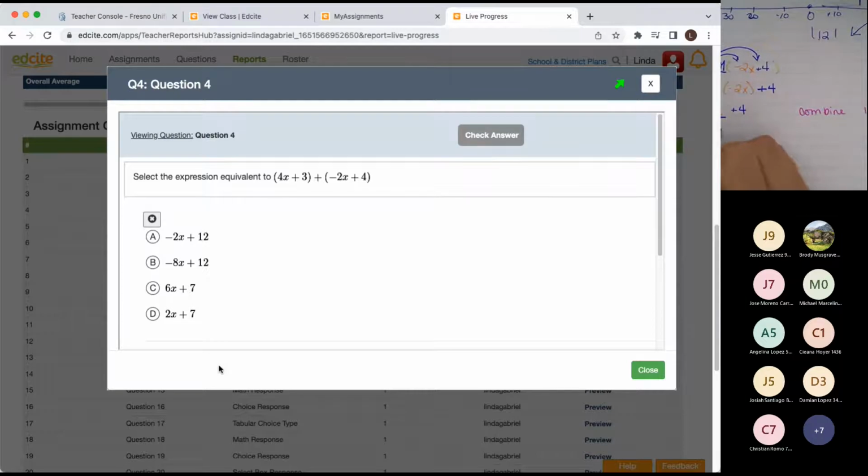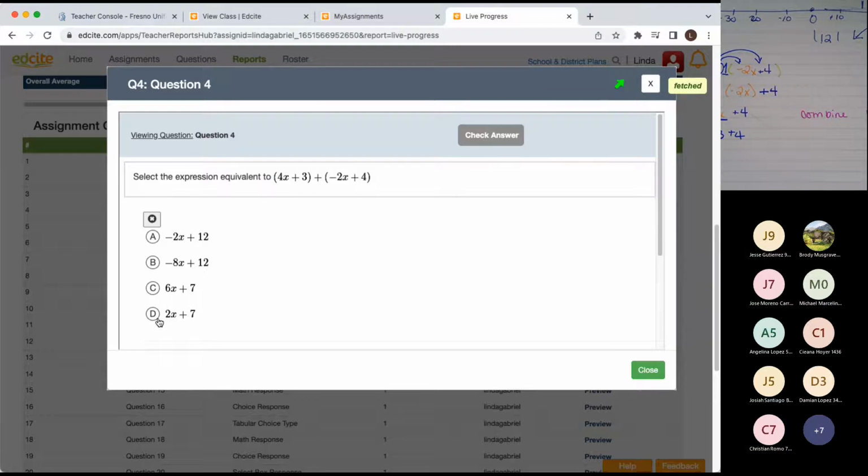And then I have single integers, right? My +3 is a single integer. There's no variable attached to it. And then I have +4. There's no variable attached to the 4. It's just an integer all by itself. So 4x minus 2x, that will give me 2x. And 3 plus 4 is equal to 7. So I have +7.